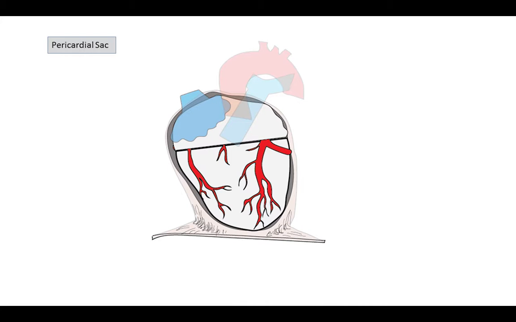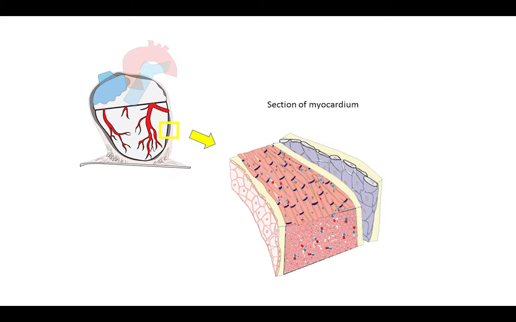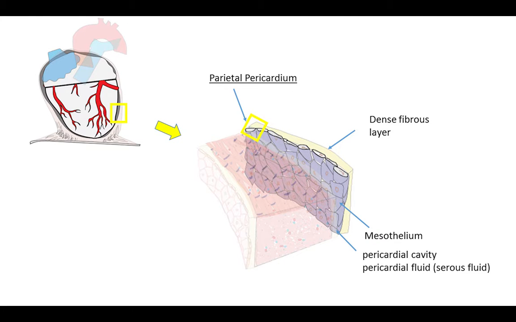The pericardial sac provides protection and a friction-free environment within the chest cavity. We'll talk about the pieces of that in a second here. Let's look at a cross-section of the cardiac wall and the pericardium located in the ventricle. In the most outer layer of the pericardium is a dense fibrous connective tissue surrounding the parietal pericardial layer. Pericardial fluid, or serous fluid that creates the lubricant to slide over, is in the pericardial cavity. A single layer of simple squamous epithelium lines the most medial layer of the parietal pericardium.